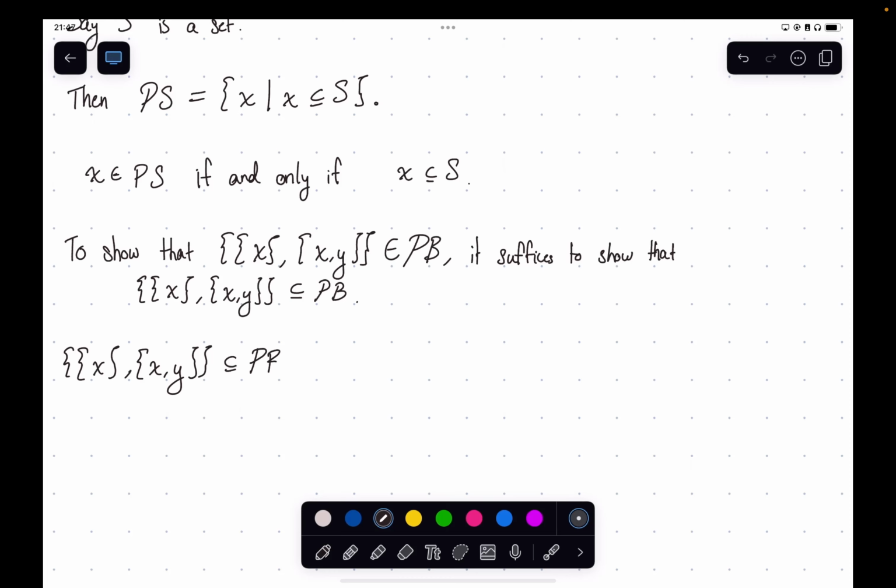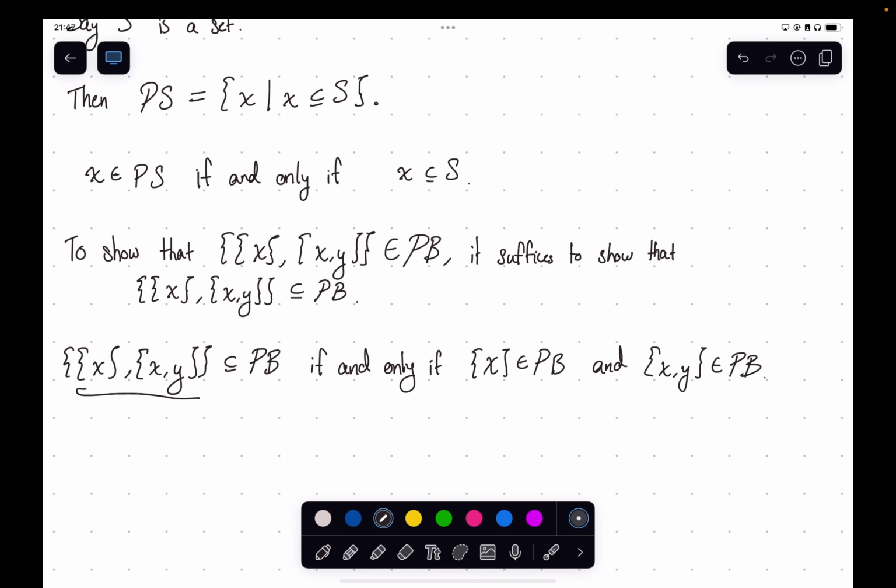So this is a subset of the power set of B if and only if this thing is in the power set of B and this thing is in the power set of B. Why is that? Because to show that this is a subset of this, we have to show that every element in the left-hand side is also an element of the right-hand side. So we show that this set is in the power set of B, and we have to show that this set is also in the power set of B. Okay, cool.